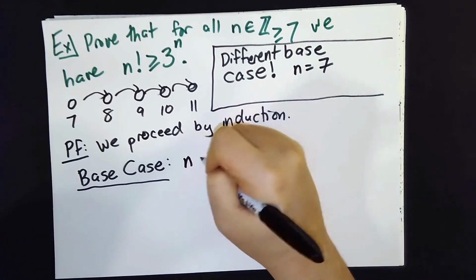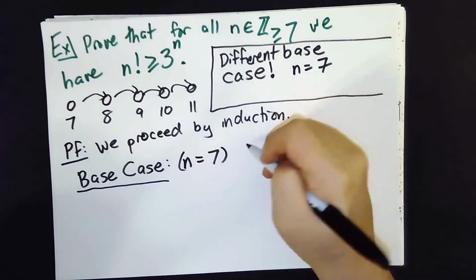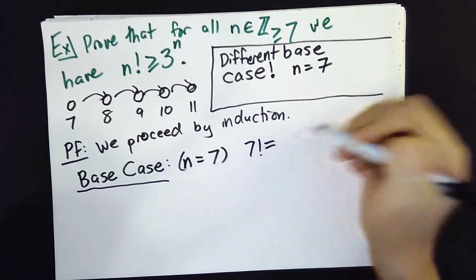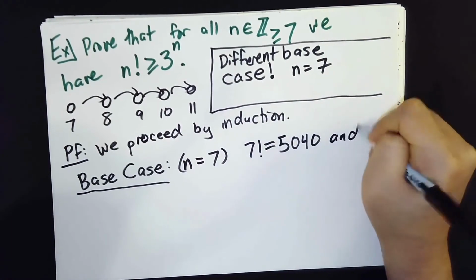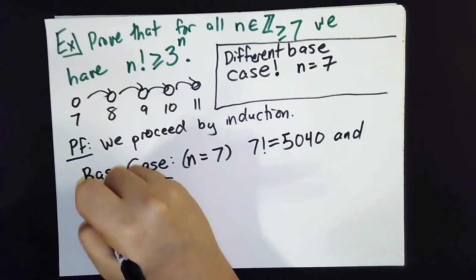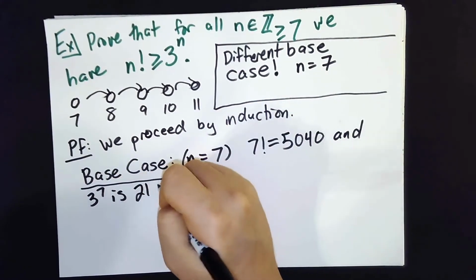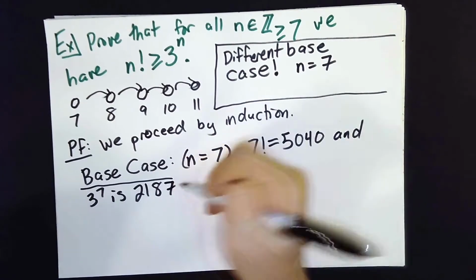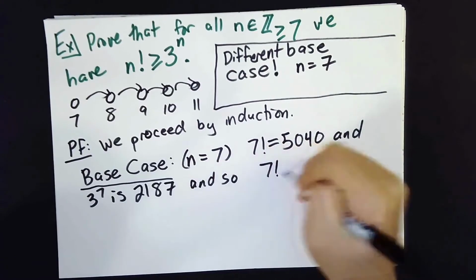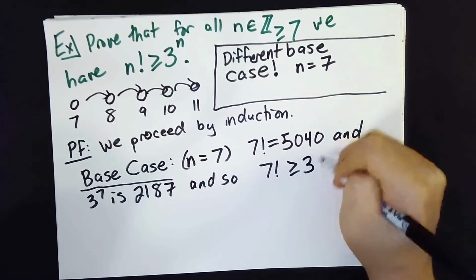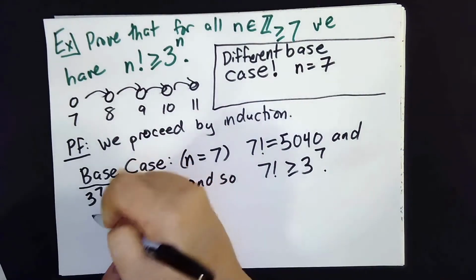Namely, I need to check that for n equals 7, we get 7 factorial is 5040, and 3 to the 7th is 2187, and so, as claimed, 7 factorial is greater than or equal to 3 to the 7th. This is the first time for the base case we've actually had to check something.